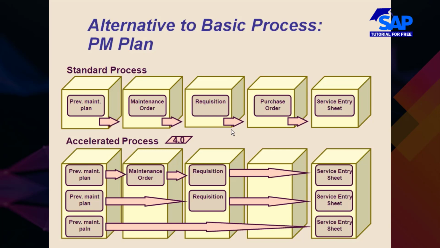The alternative process is you can automate it in such a way. You see here, from a preventive maintenance plan, a maintenance order will be created. From the maintenance order, a requisition will be generated. The requisition will be converted into a PO. The PO will be used as a reference, and then we will post the service entry sheet. That's what I have done. The alternative process is you can avoid creation of a purchase order. You can still go ahead with the purchase requisition and perform the service entry sheet.